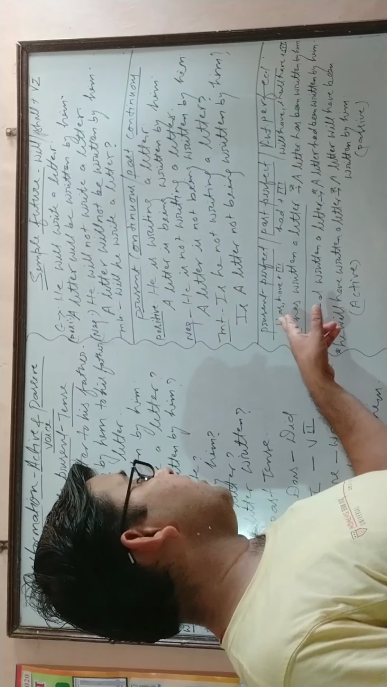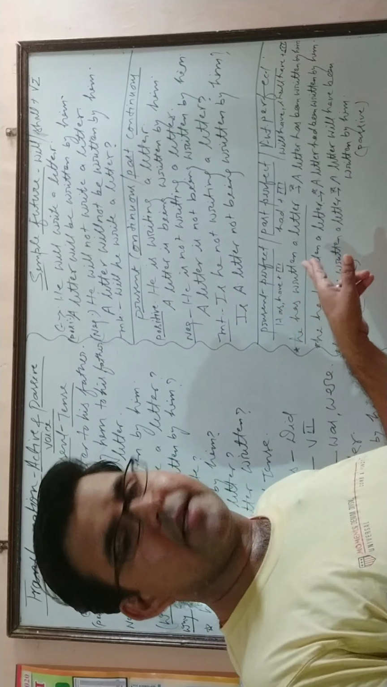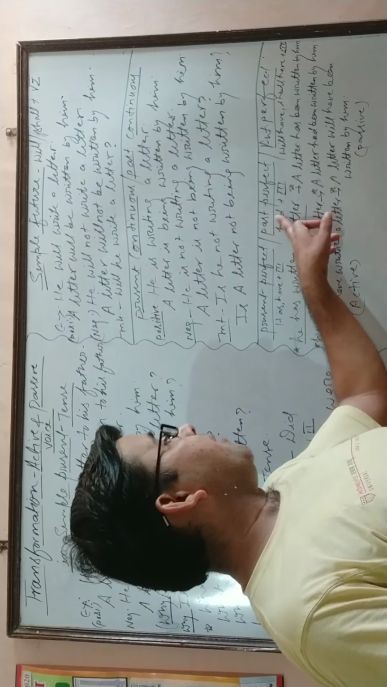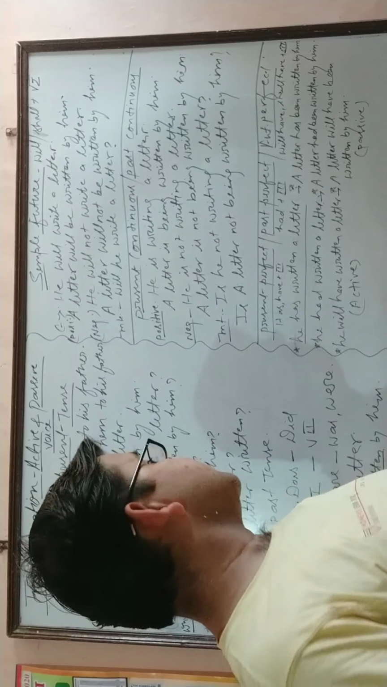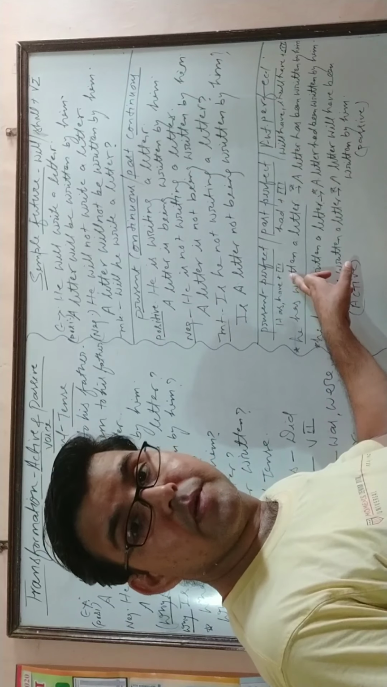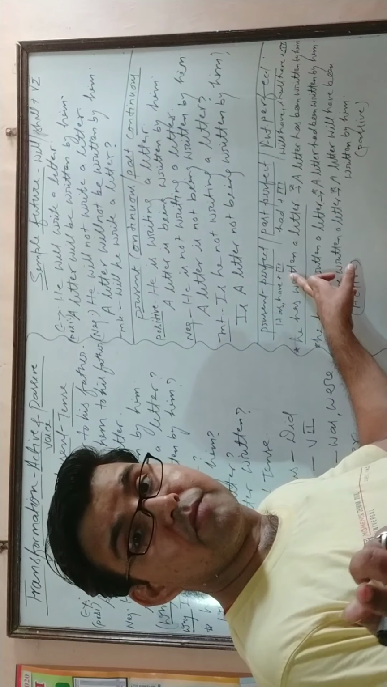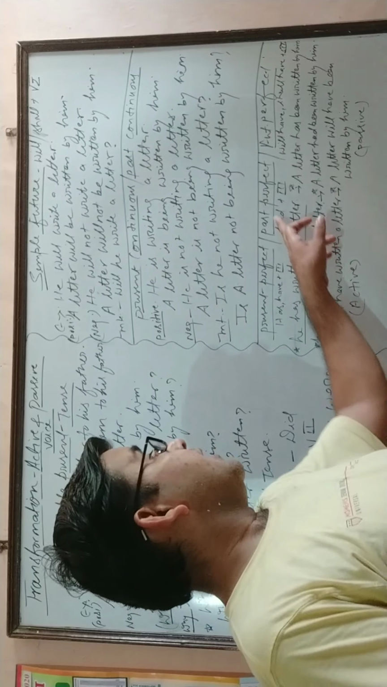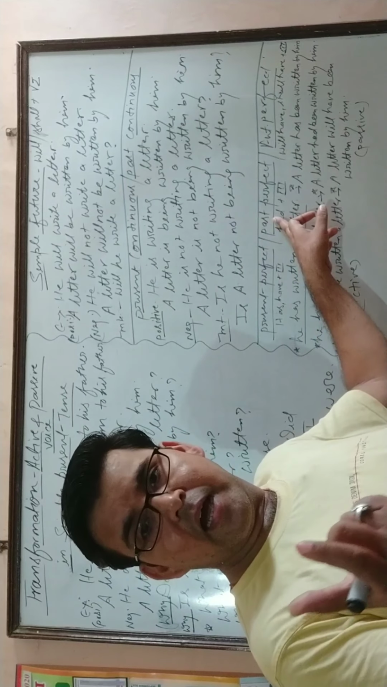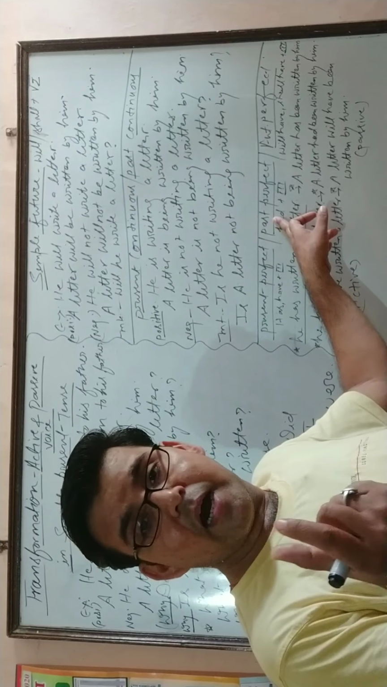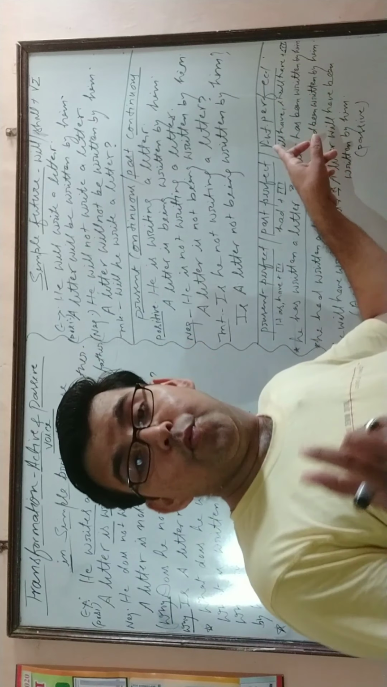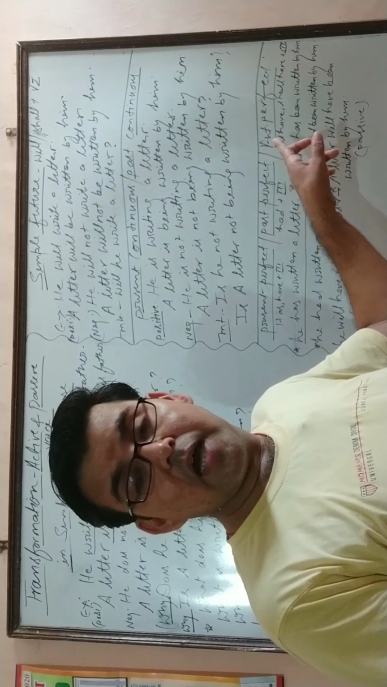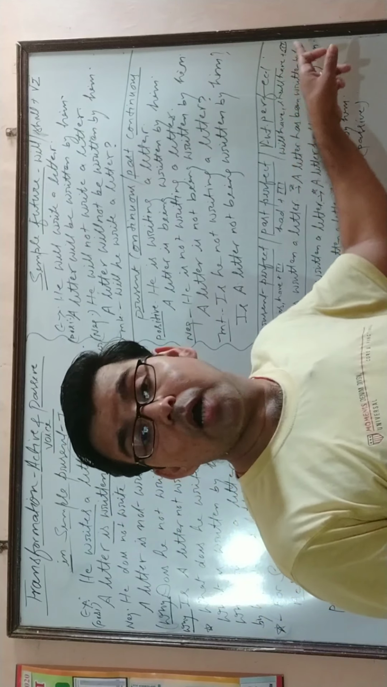Now we talk about three tenses we are taking together: present perfect, past perfect, and future perfect. Present perfect means has, have plus third form. Has or have as a helping verb plus the third form of the verb. Past perfect means had as a helping verb, had plus the third form of the verb. In future perfect, will have or shall have as helping verb plus the third form of the verb.